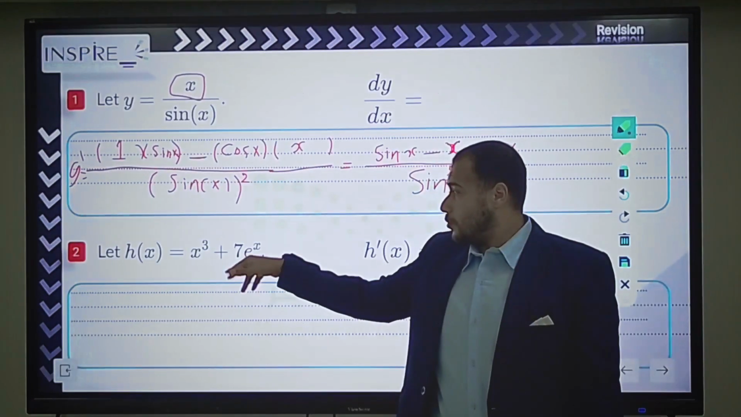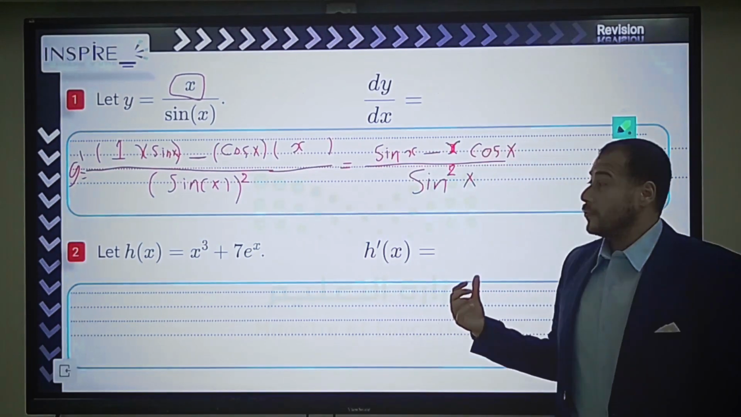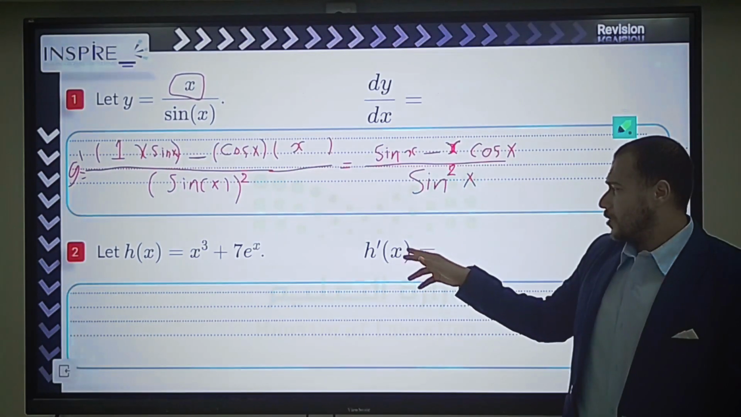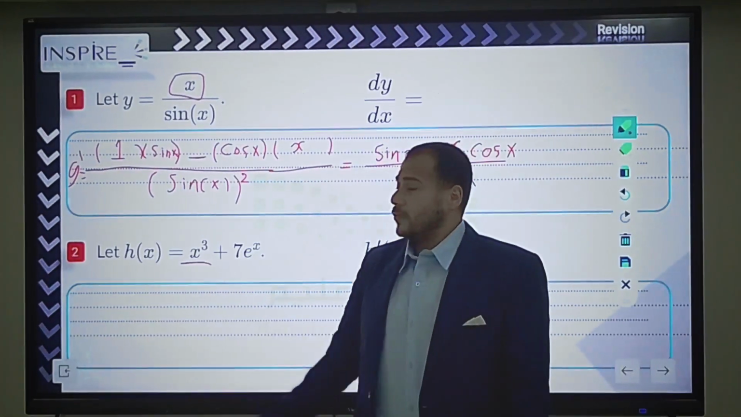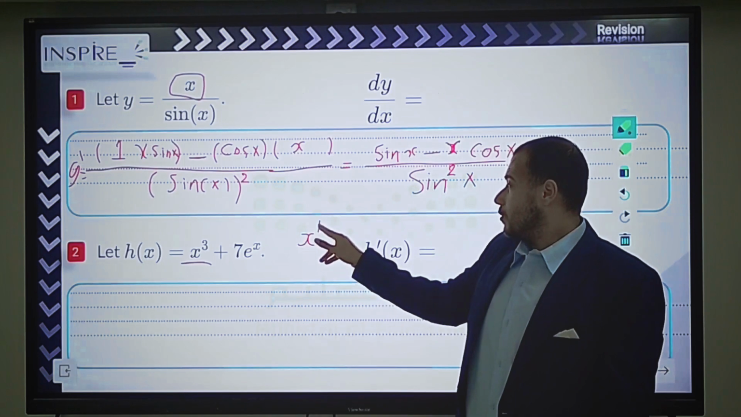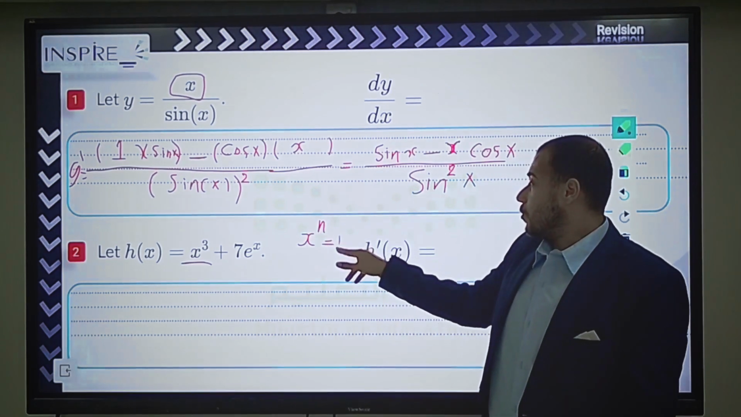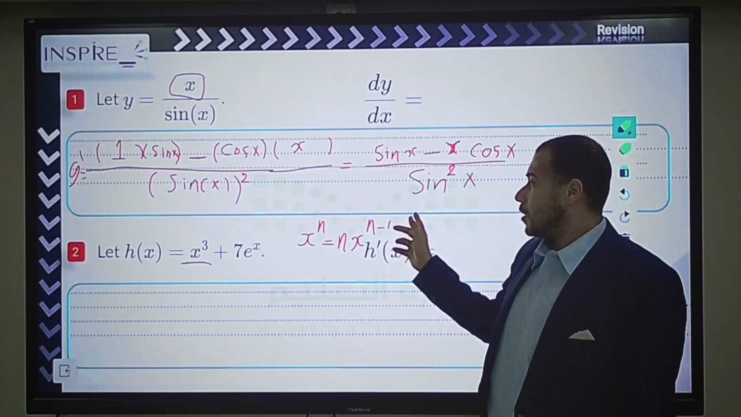Let h equal x cubed plus 7e power x. And you need to get the derivative of h, or h dash. Okay, how will you do it? At first, you will get the derivative of x power 3. If you have x power n and you need to get the derivative of this, you will multiply by the power and then subtract 1, which will be n minus 1.